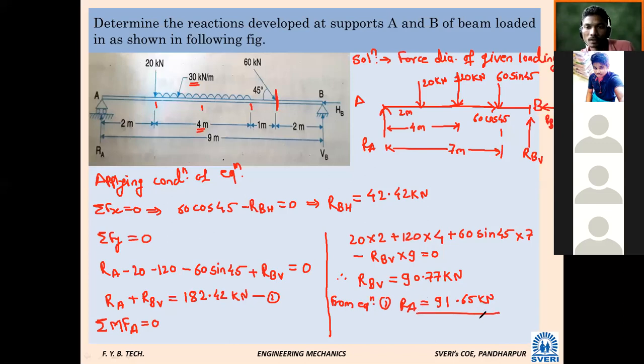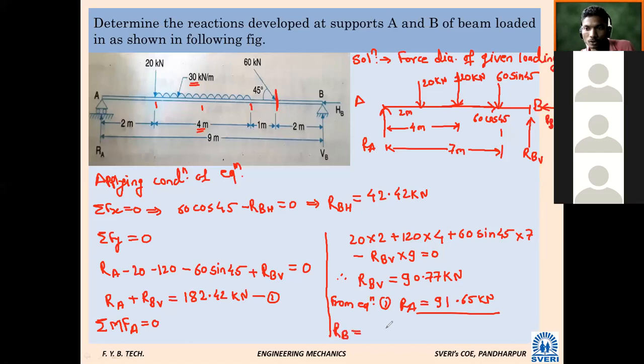Okay. Now one thing is still remained. What was that? Can anybody tell the formula for total RB? Under root RBH square plus RBV square. Very good. What is RB calculated now? 100.19 kilonewton.